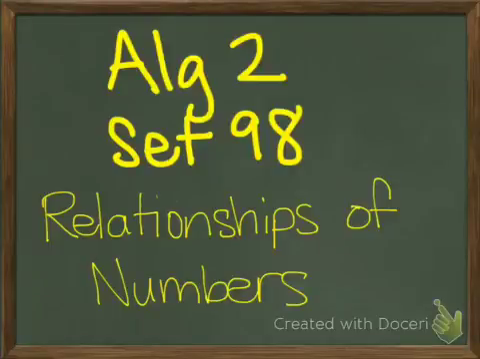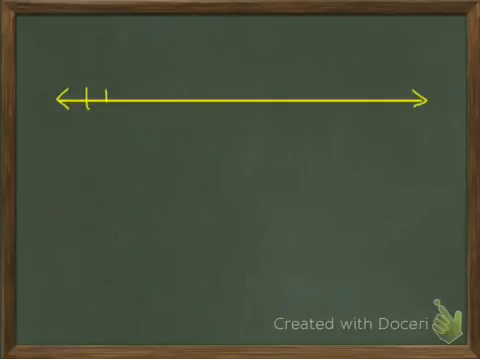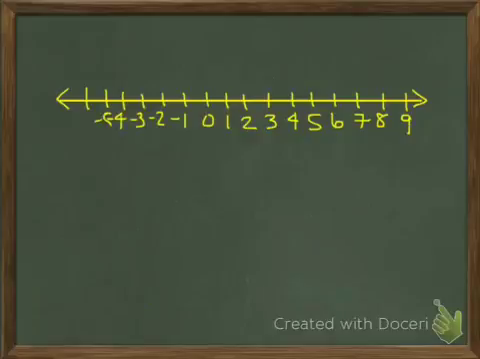Algebra 2, set 98, relationships of numbers. So this set is all about finding distances between numbers. So we're gonna talk about the number line.